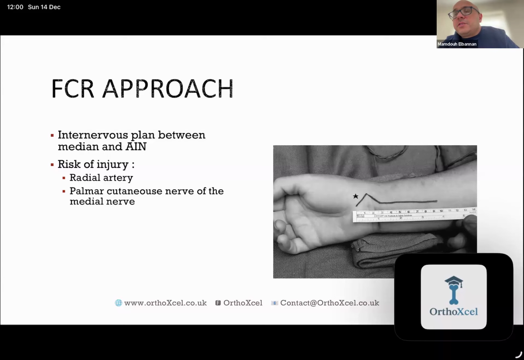And you have to mention, I'll detach the pronator quadratus and explore the fracture site. What are the risks of injury here? It is the radial artery and the palmar cutaneous nerve of the forearm.